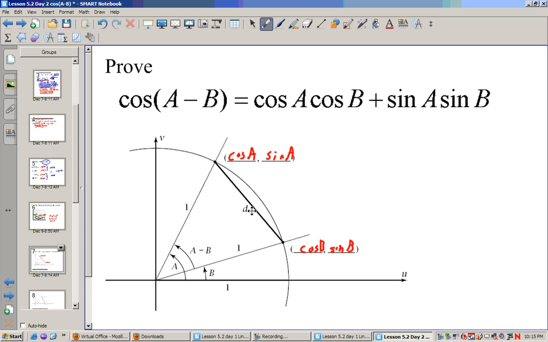So if I want to find this distance between cosine a sine a and cosine b sine b, I can subtract my x's and my y's. So I can even draw a little triangle here to find this value here. It's going to be cosine b minus cosine a. To find this value, it would be sine a minus sine b.